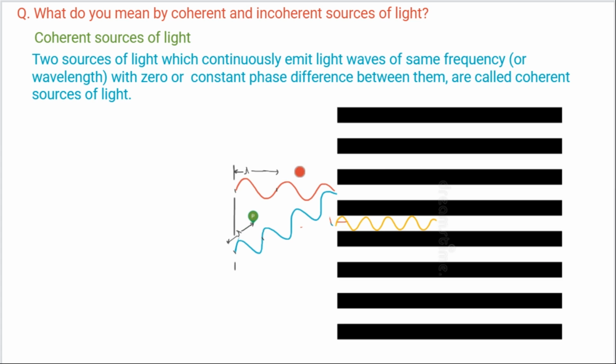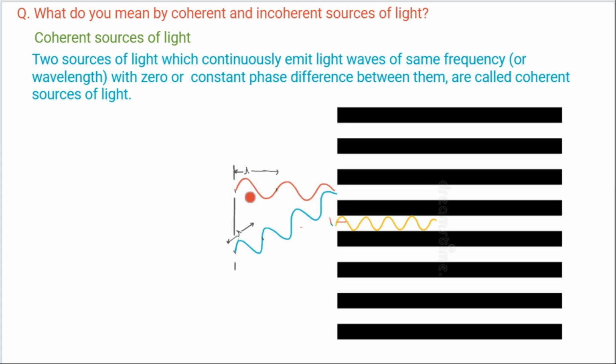Now, can you see, if they have the same frequency, I can say they have the same wavelength. If they have the same wavelength, they will have the same color. But for simplicity, to differentiate between slit S1 and S2, I've drawn the light coming from slit S1 as red and the light coming from slit S2 as blue. But in the actual case, since they have the same frequency or same wavelength, the light will have the same color.